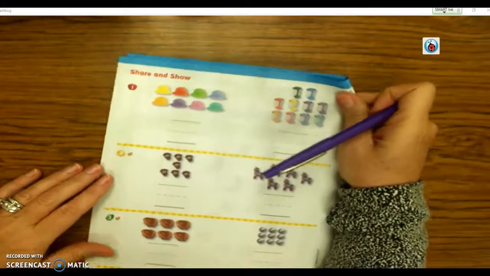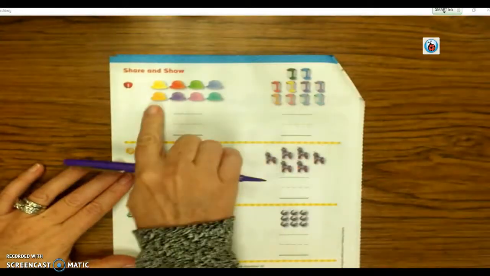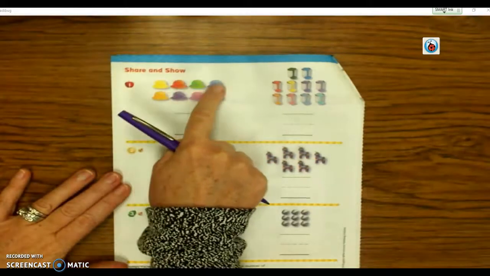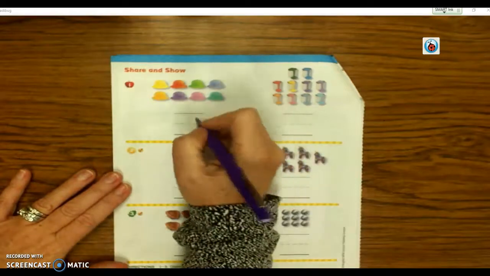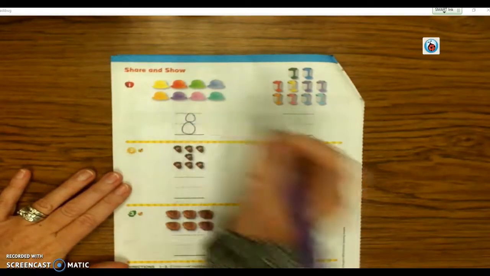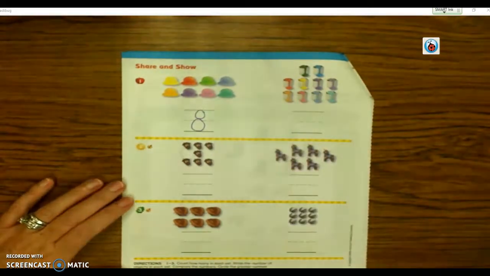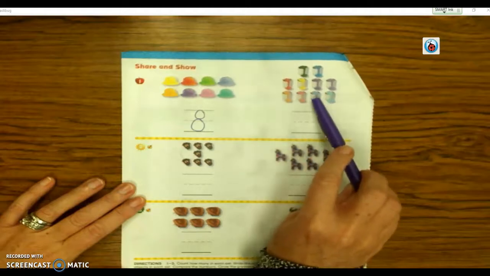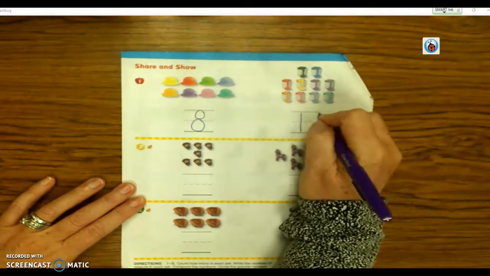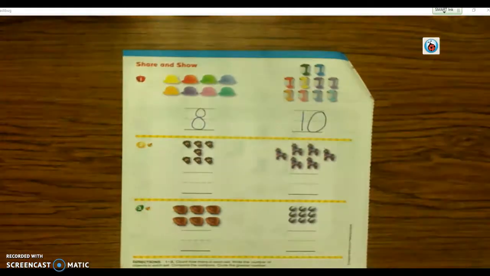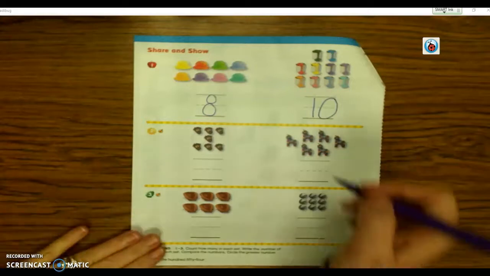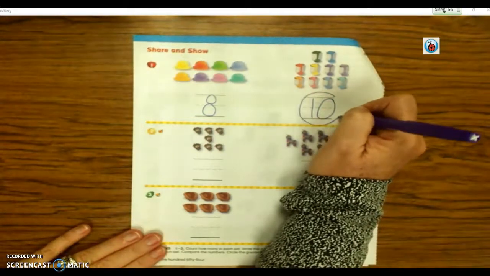All right, so on this page by the red apple, we're going to count the hats and write the number. 1, 2, 3, 4, 5, 6, 7, 8. These are like paint cans. Count them. 1, 2, 3, 4, 5, 6, 7, 8, 9, 10. All right, and I want you to circle the number that is greater. So is 8 greater or is 10 greater? Yes, 10 is greater, or is more.